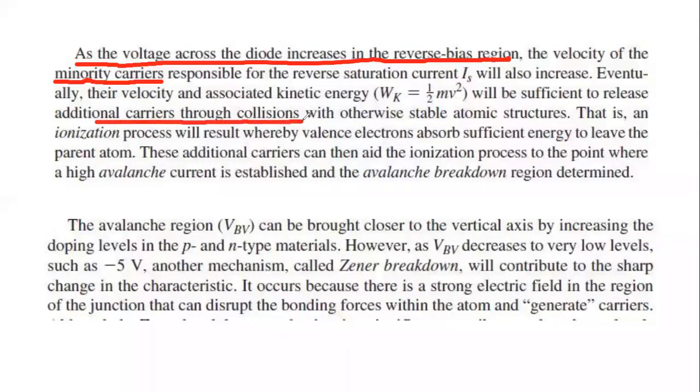I told you that when it gets more energy, it starts to move and flow because of its velocity increase, and so it collides with other carriers and other atoms and gets more carriers. That is the process. This additional carrier aids the ionization process, and high avalanche current is established. Basically, the breakdown region is established.